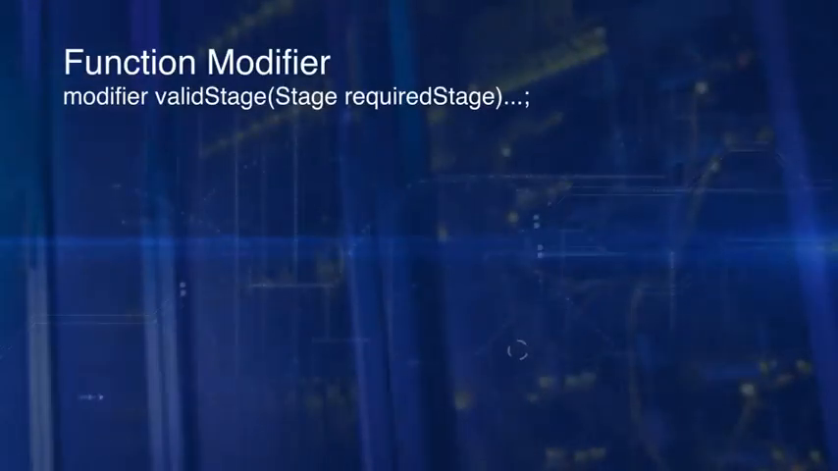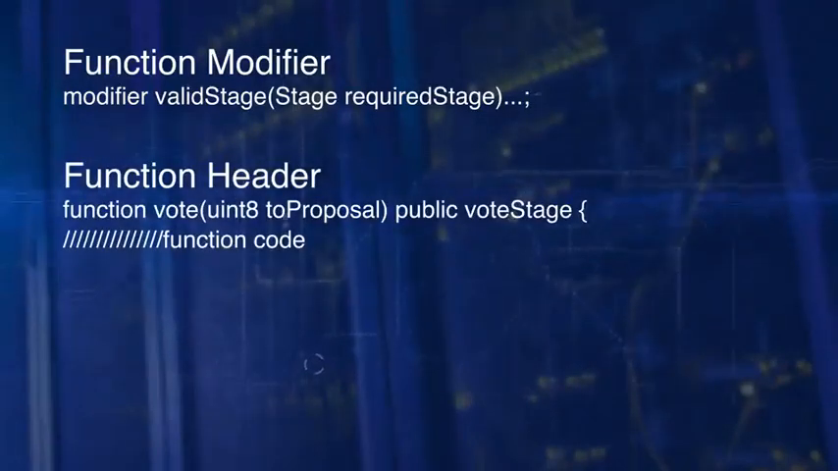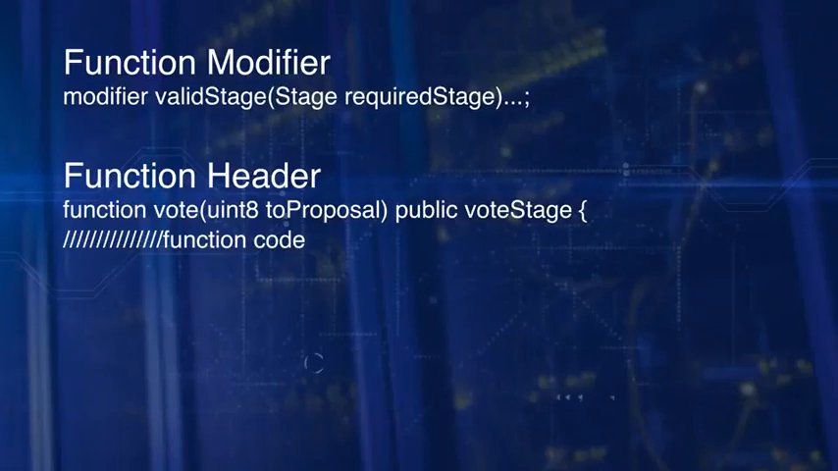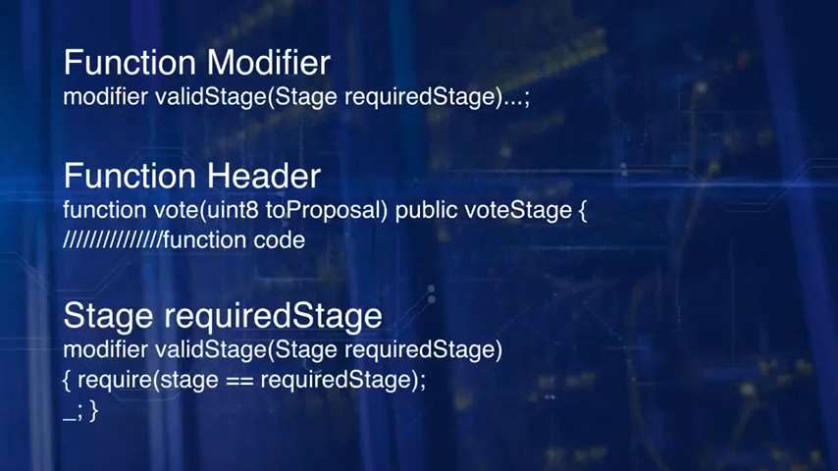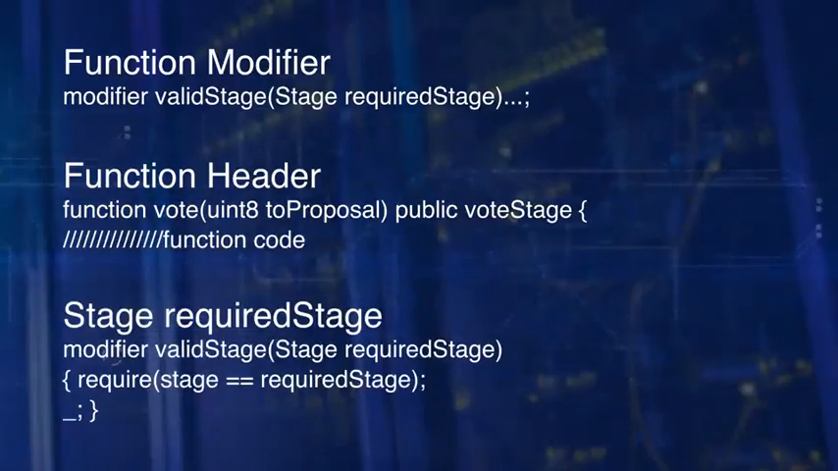We will introduce a function modifier with a required stage as a parameter. First, we'll add the modifier to the function header. We'll add the modifier with the parameter required stage. Let us review the code with modifier added. Let us execute the ballot version 3 with all these improvements.